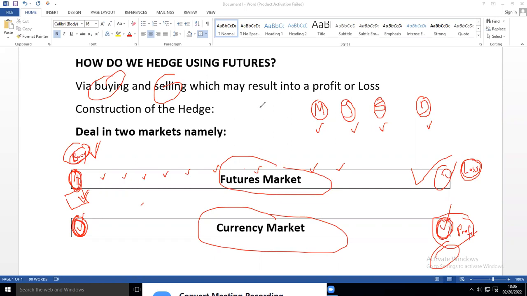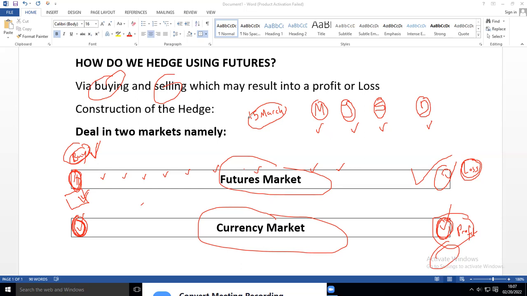Oh, my transaction is, I want to buy some currency on the 15th of March. It's the 15th of March that my transaction will be due. So which futures are you going to pick? The first futures to expire after the 15th of March. Futures expire end of March, end of June, end of September, end of December. So you pick the first futures to expire after the 15th of March.